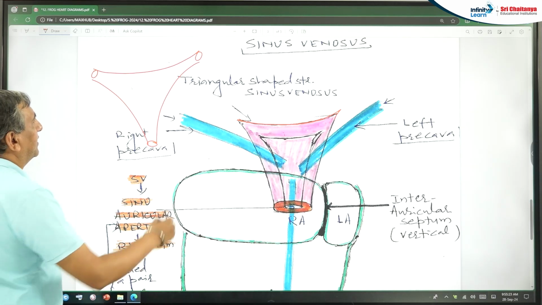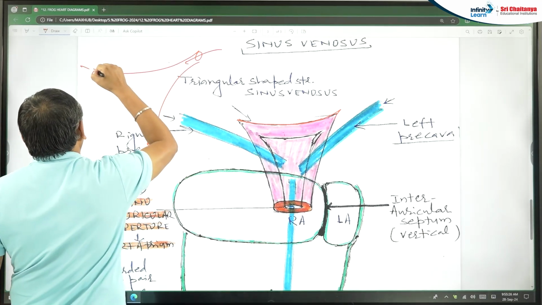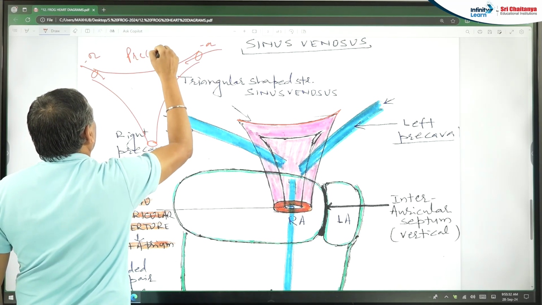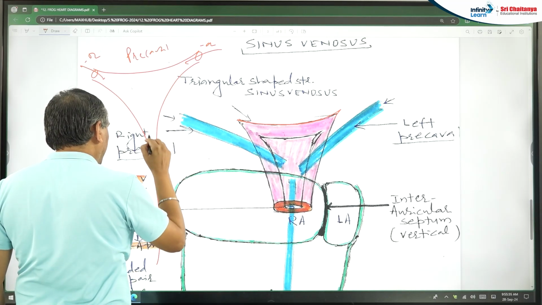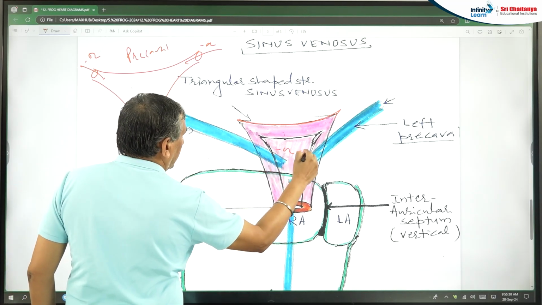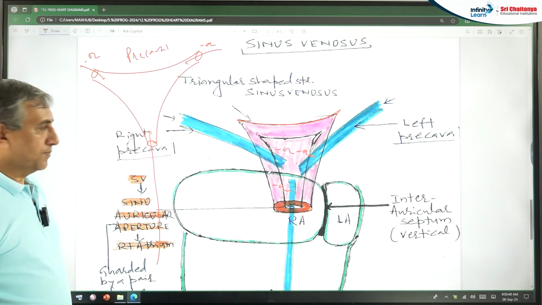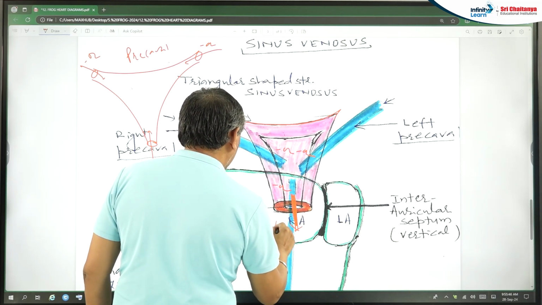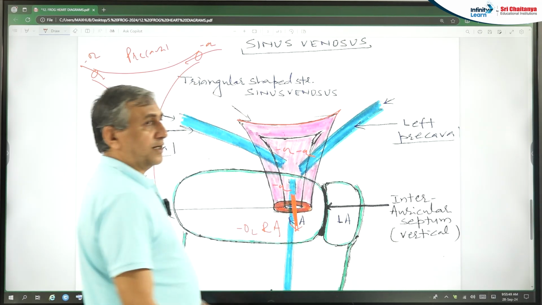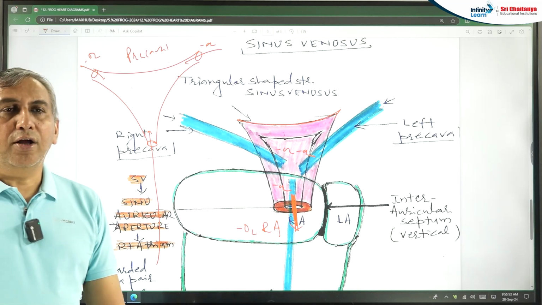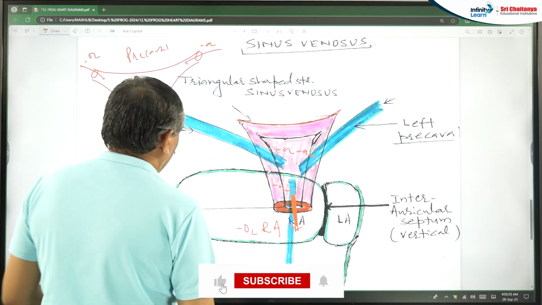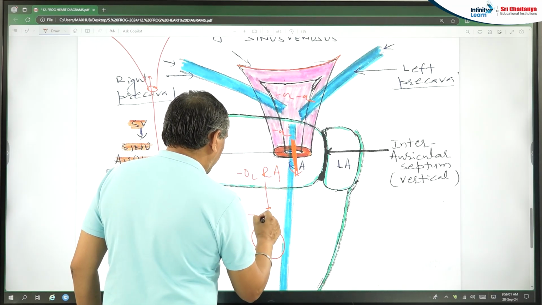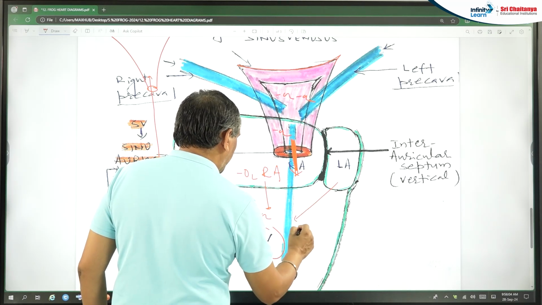Sinus venosus is collecting the impure blood with the help of precavals and postcaval. So all the impure blood is collected into the sinus venosus. Now this sinus venosus opens into the right atrium. That is why all the impure blood is coming into the right atrium only, and from the right atrium the blood is moving to the ventricle. See, from right atrium impure blood, from left atrium pure blood.